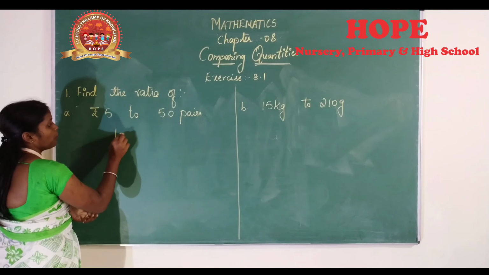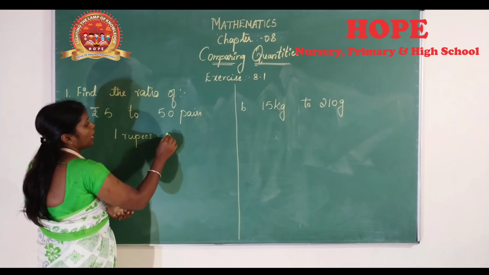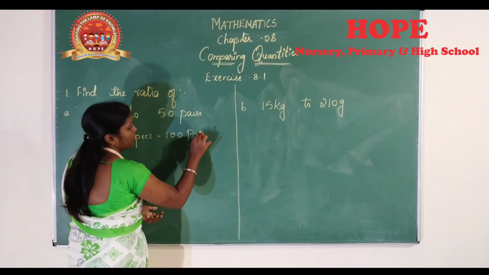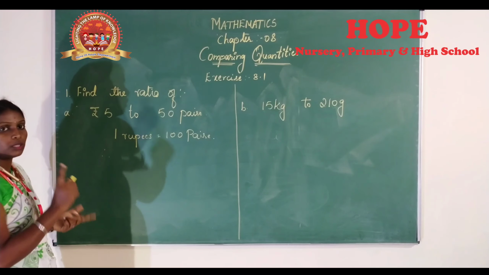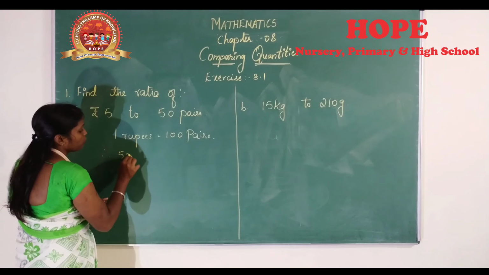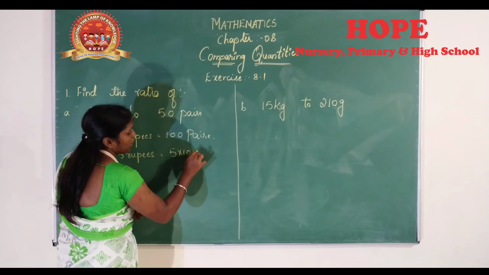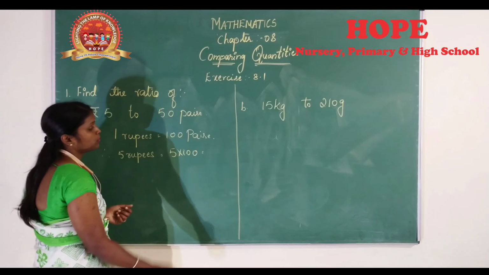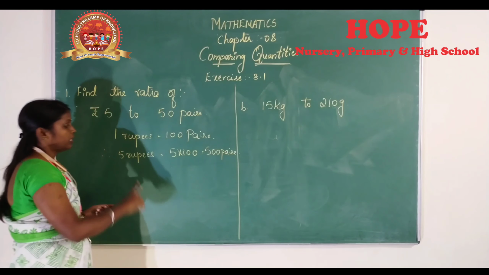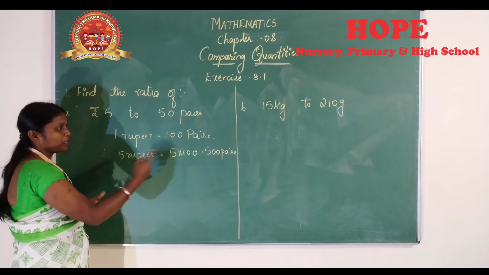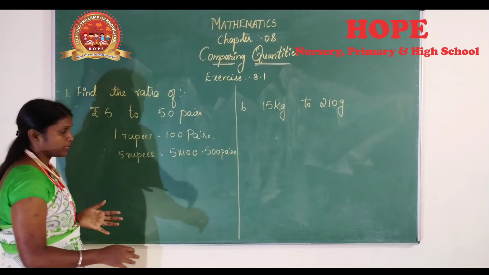The question given is rupees 5 to 50 paise. As we know, 1 rupee is equal to 100 paise. Therefore, we convert rupees 5 into paise. 5 rupees will be equal to 5 into 100, which is equal to 500 paise.